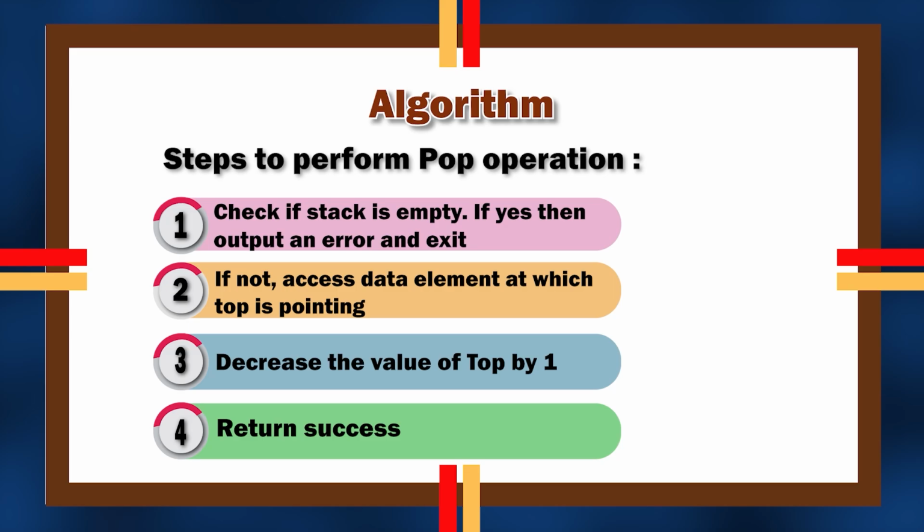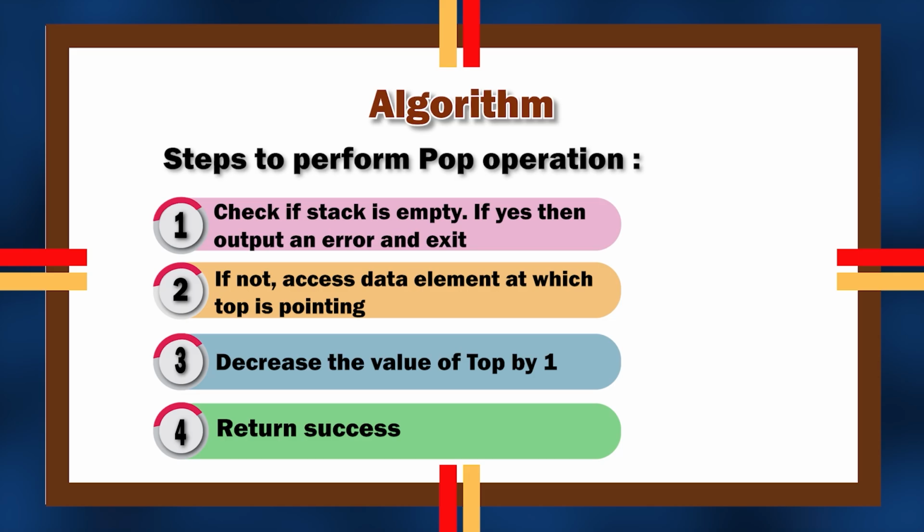But if it is not, then access the data element which is at the top of the stack, and then you have to decrease the value of the top by 1. And in this way, by using the position of the top, you can delete the element on the top of the stack. If you want to delete in between the elements, then that is also possible. For that, you need to properly position the top pointer of the stack, and finally you can return success. So let us understand this algorithm by taking an example.